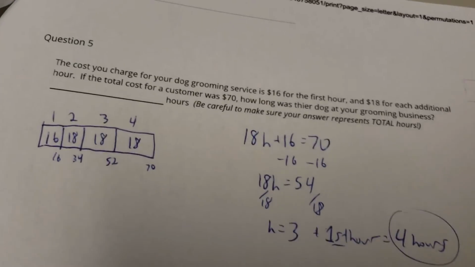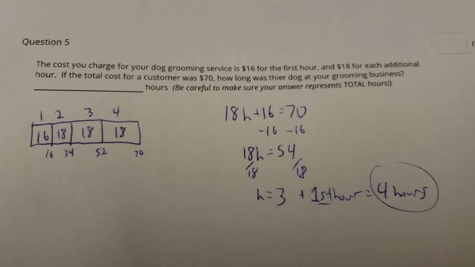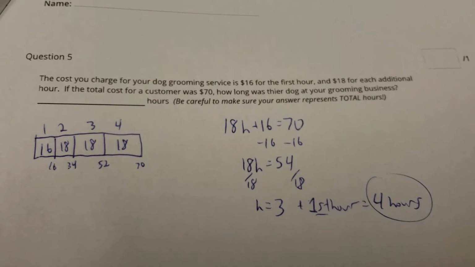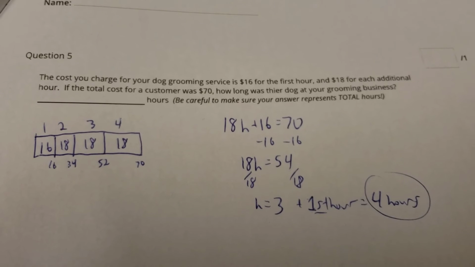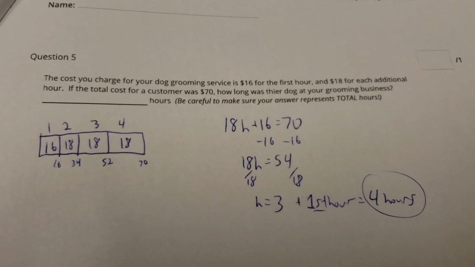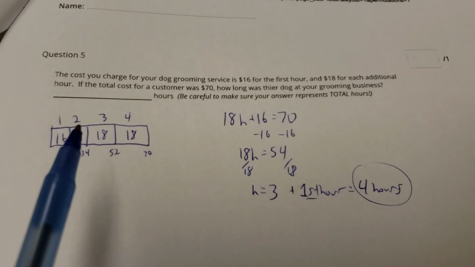And we got one more here. Number 5, the cost you charge for your dog grooming service is $16 for the first hour and $18 for each additional hour. If the total cost to the customer was $70, how long was their dog at your grooming business? Make sure you have your answer representing total hours.